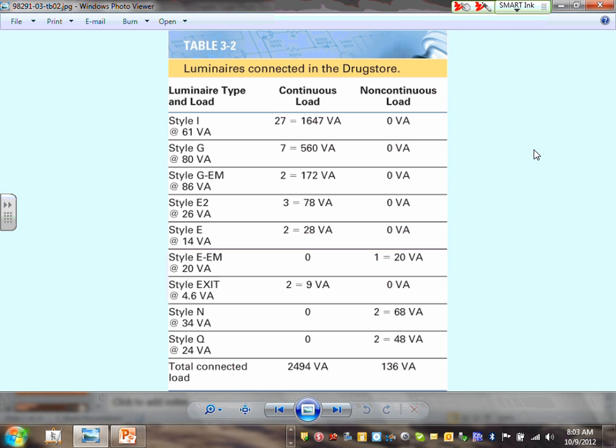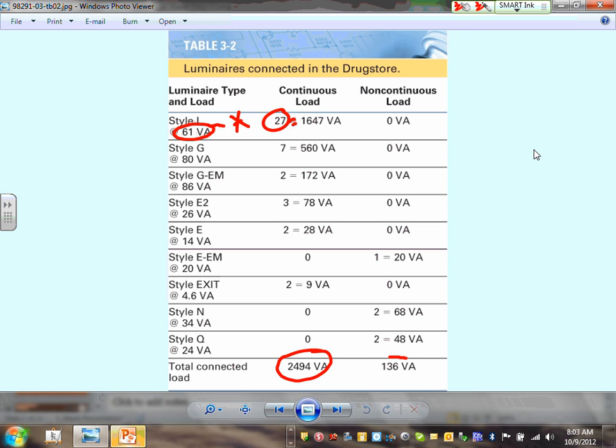They have fixture styles I, G, emergency, E2, E, and here's the number multiplied by the volt amps. I'm sorry, this is how many of them. So here's the volt amp, multiplying this by their number equals this, right? Can you see that? The volt amp for all the types of the fixtures that we're doing, and they're adding them right in here.